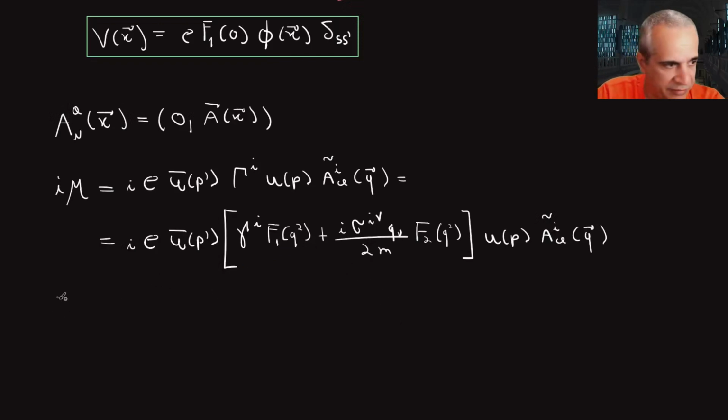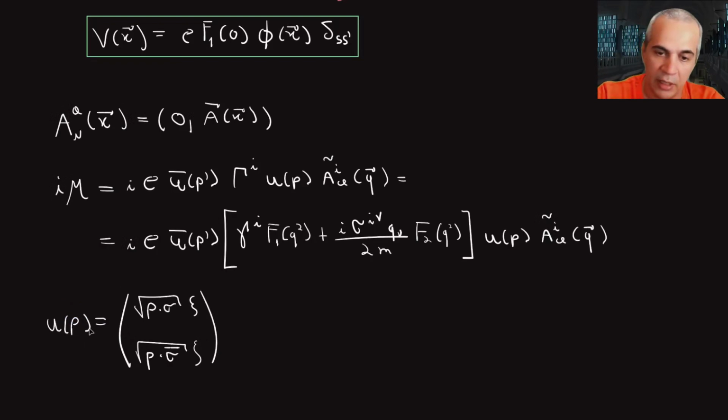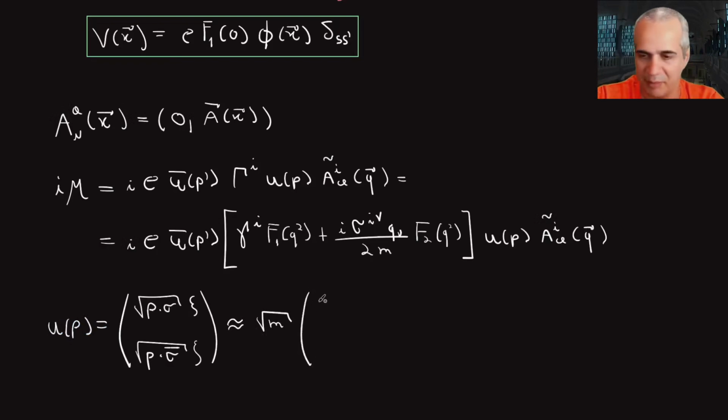So in the non-relativistic limit, I will approximate these like that. So this is the square root of p·σ, square root of p·σ bar, ψ. If you don't remember these classical solutions to the Dirac equation, go back to quantum field theory 1 and take a look. And this is approximately square root of m times ψ. I'm keeping these momenta here, because eventually I want to write these all in terms of q and keep the linear terms in q.